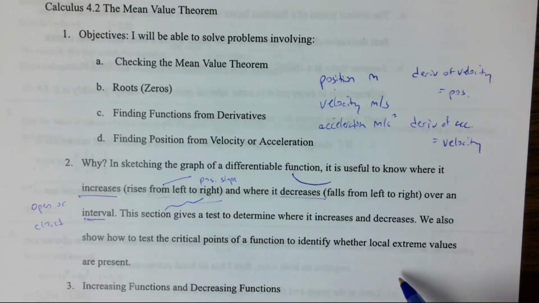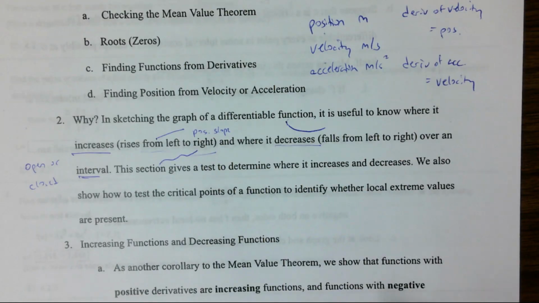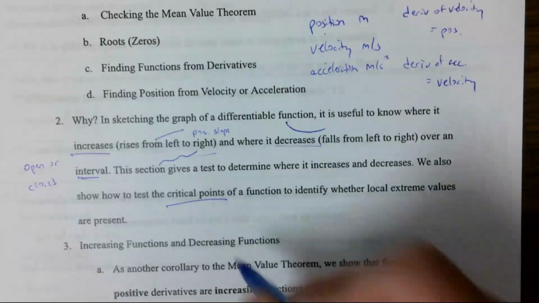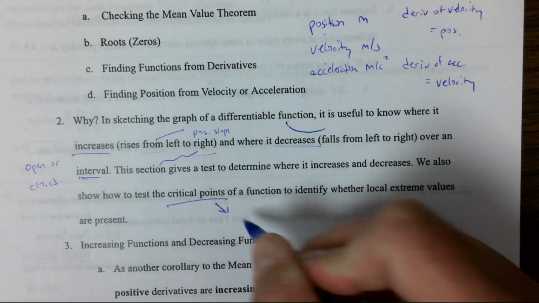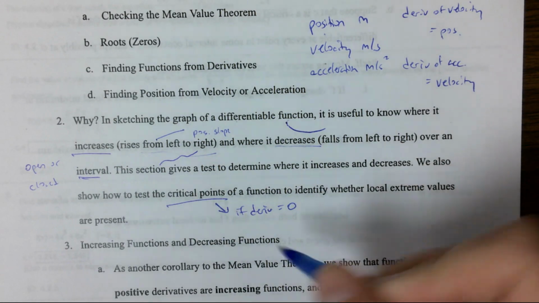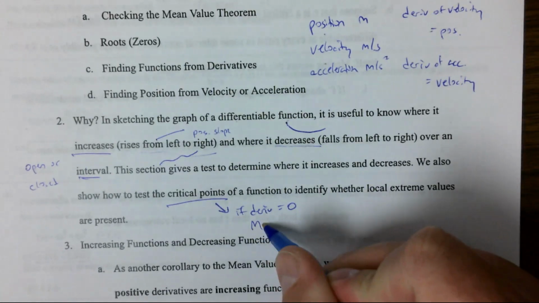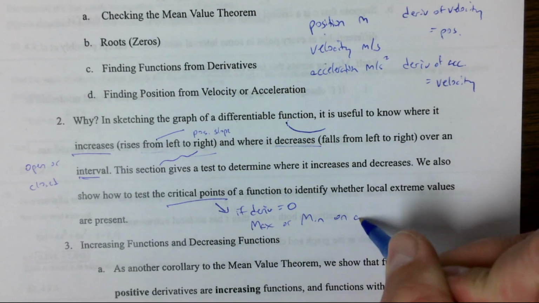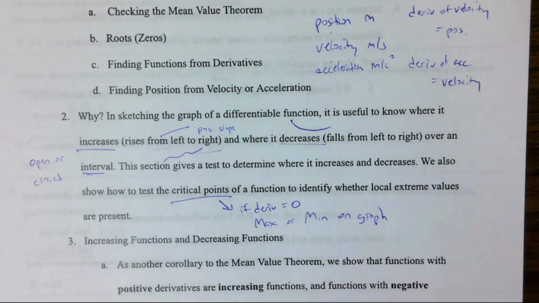This section gives a test to determine where it increases and decreases, and we also show how to test the points that are called critical points to determine whether local extrema are present. Now remember, a critical point exists if the derivative equals 0, and that could also be a maximum or a minimum on the graph. So those were the two ways to get it.